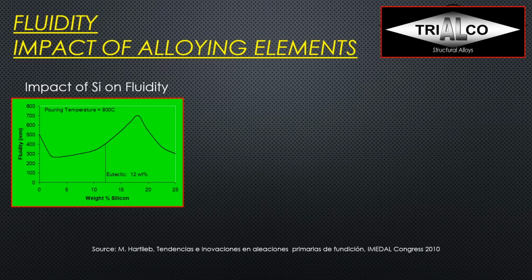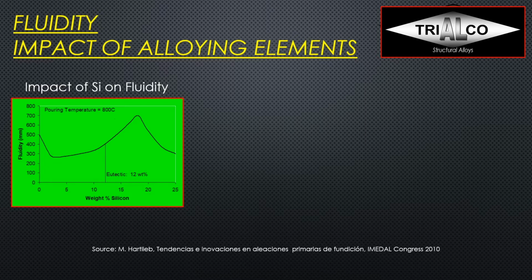So if I had just pure aluminum, my fluidity would actually be really good. My properties wouldn't be that great, but my fluidity would be just fine. If I add silicon, my fluidity first goes down until I reach maybe 3-4%. That's when it gets the worst, and from there on, it gets better.